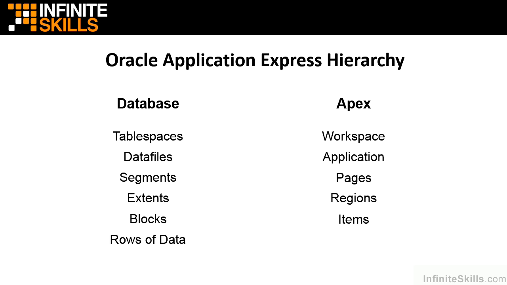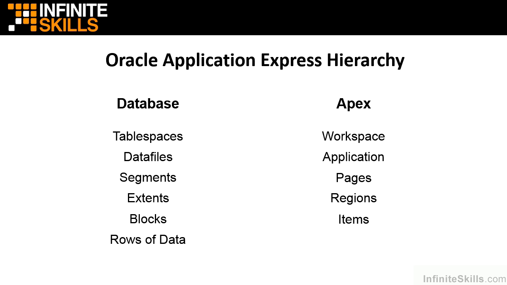Again, the same two principles apply. Apex is made up of one or more workspaces. A workspace can have one or more applications defined inside of it. An application is made up of one or more pages. A page has one or more regions associated with it, and a region has one or more items associated with it.